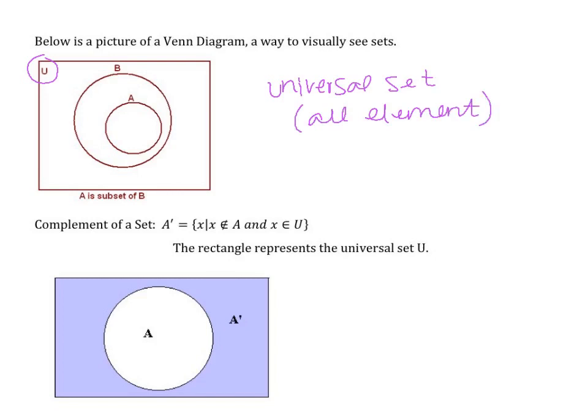Okay? And we can see that there is a circle within the circle B. So A is a subset of B, is what this is saying. So A is in B.